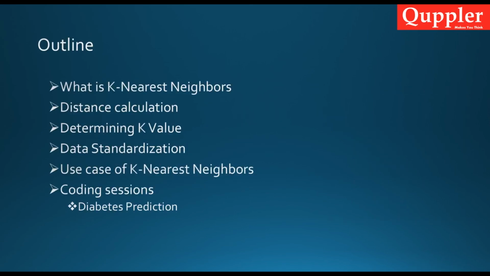Before starting that, I'm going to give you a brief outline of what we're going to cover in today's session. First, we're going to see what is k nearest neighbor, then distance calculation, determining the k value, and how different values of k may affect the accuracy of the model. Then we're going to see data standardization, use cases of k nearest neighbors, and at last we're going to jump into the live coding session. We're going to see, based on the available data, how we can predict whether a person has diabetes or not. So let's start this.